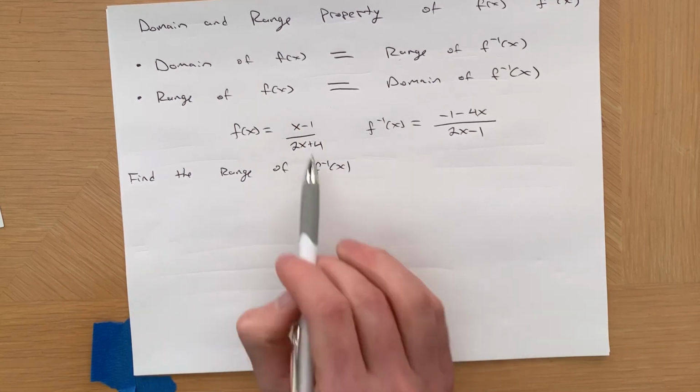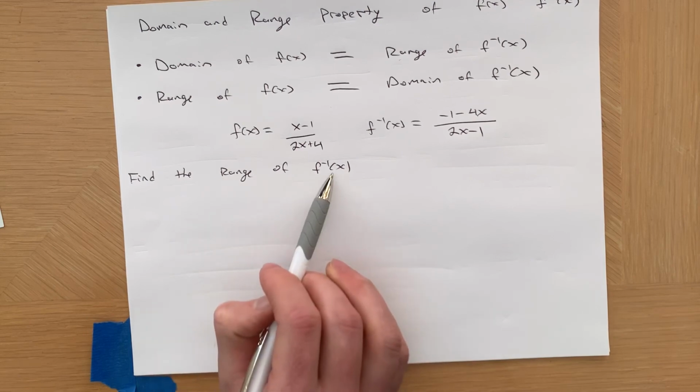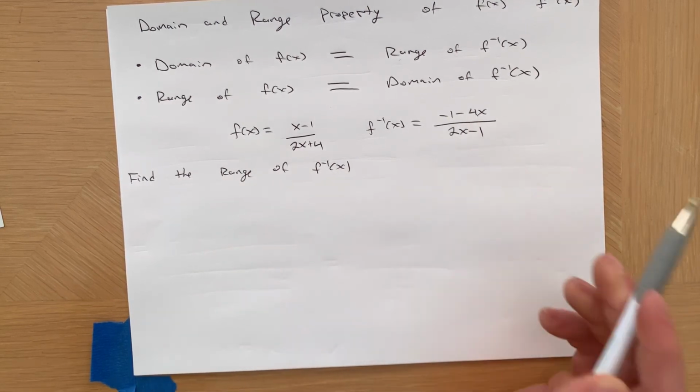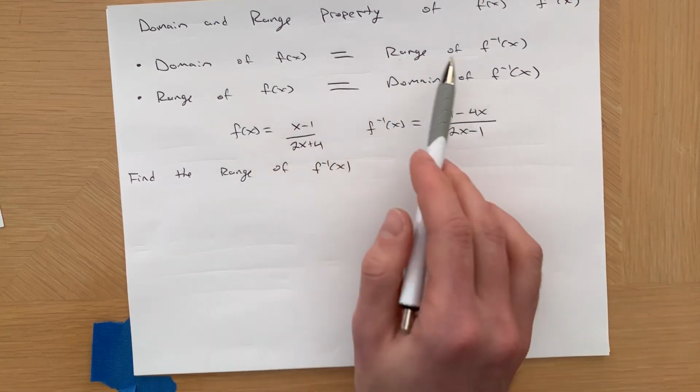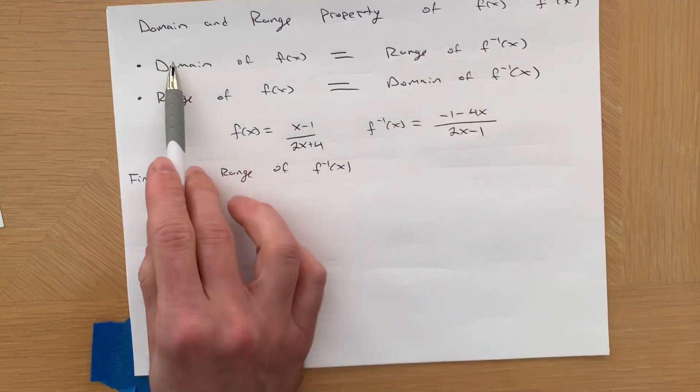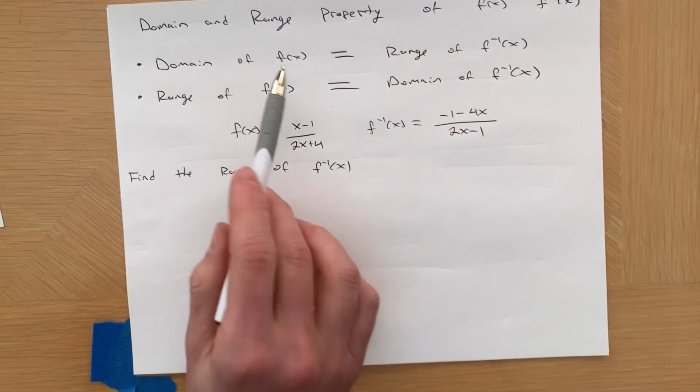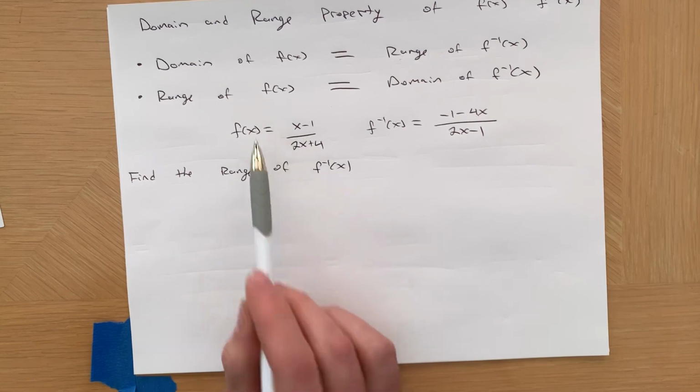So in this problem, when it says find the range of f inverse of x, in general, that's not really possible to do without a computer or more advanced techniques. But we can use this relation up here. We know the range of f inverse of x is the same thing as the domain of f of x. And we can find the domain of f of x. To find the domain of this is pretty easy.